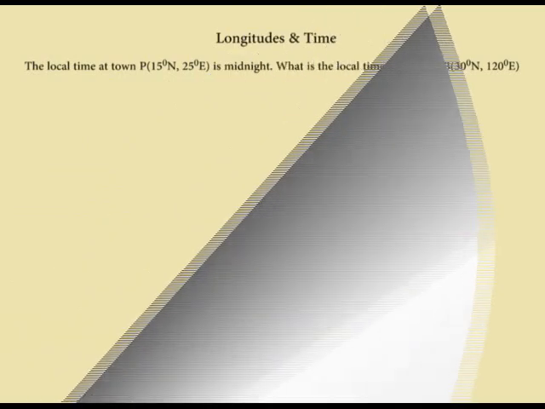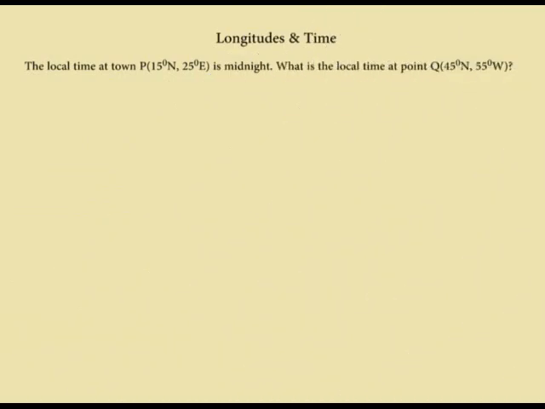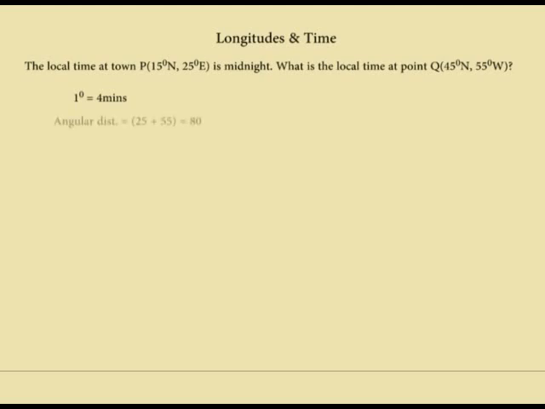Another example, the local time at town P, 15 degrees north, 25 degrees east, is midnight. What is the local time at town Q, 45 degrees north, 55 degrees west? P and Q lie on different latitudes, but that doesn't matter because time has everything to do with longitudes. The angular distance, one is in the east and the other in the west, so we add the angles.